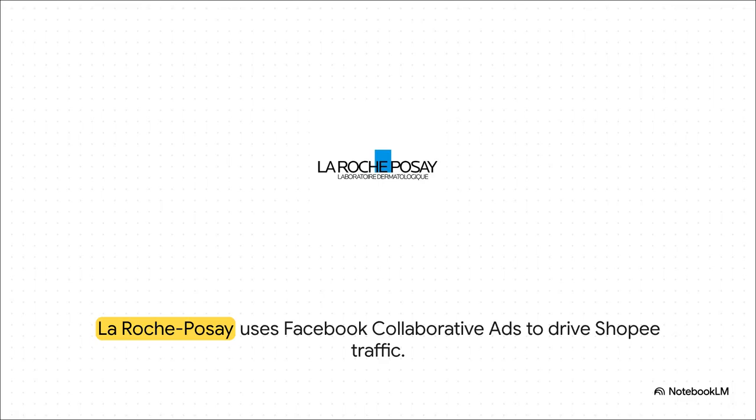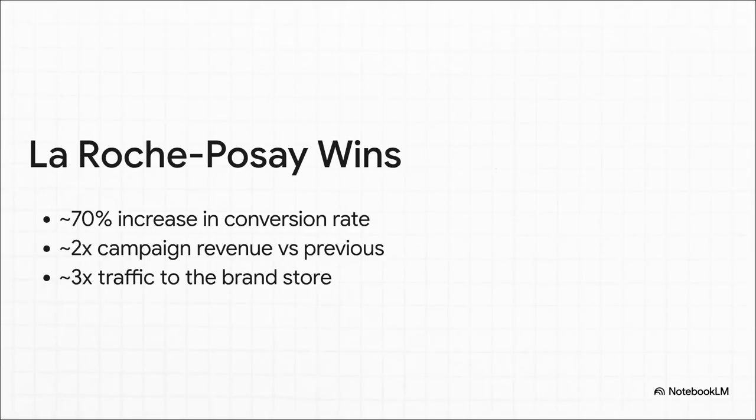Next, let's examine the strategy of the skincare brand La Roche-Posay. They utilized Facebook collaborative ads, which you might know as CPAs. This essentially allows brands to run performance ads driving users directly to a retail partner's site, like their storefront on Shopee Mall. To pull this off effectively, they segmented their audiences into highly specific retargeting and lookalike groups. The impact of that precise targeting was just incredible.